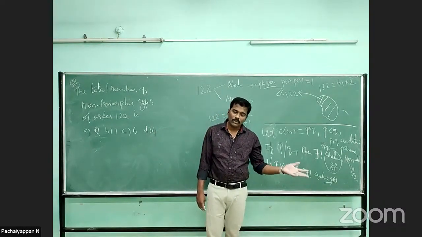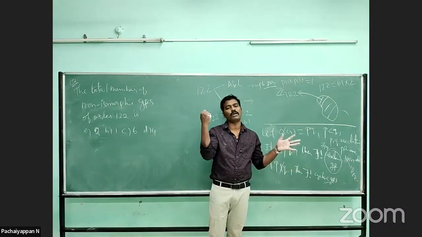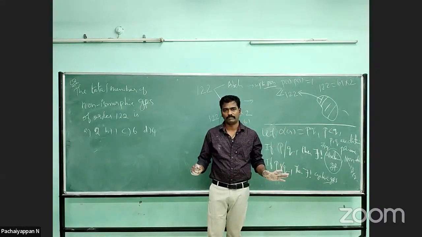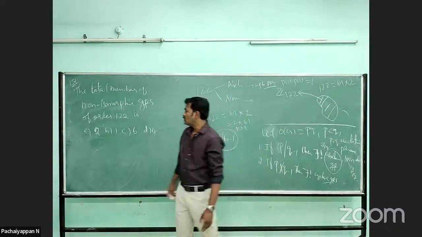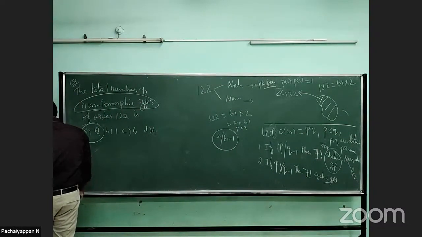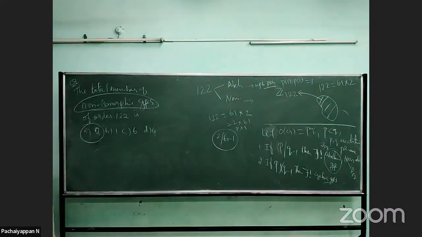Lot of groups are there, but any such group is isomorphic to this non-abelian group or this abelian group. That's all. So the number of non-isomorphic groups of order 122 is 2 only. Is there any question?